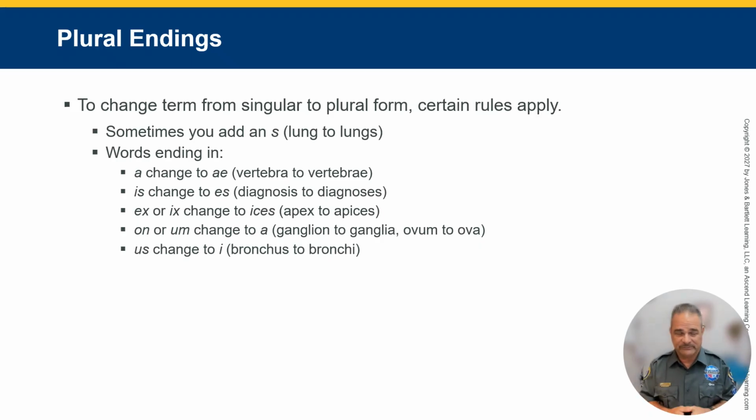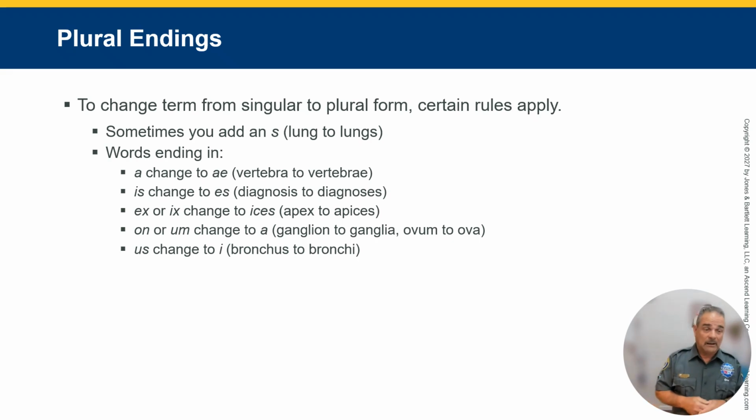That would include both. ON changes to A, ganglion to ganglia. Ganglion is a nerve cell cluster, and ganglia is multiple of them. Ovum to ova. Ovum is a singular egg, release of a singular egg. Ova is more than one egg.